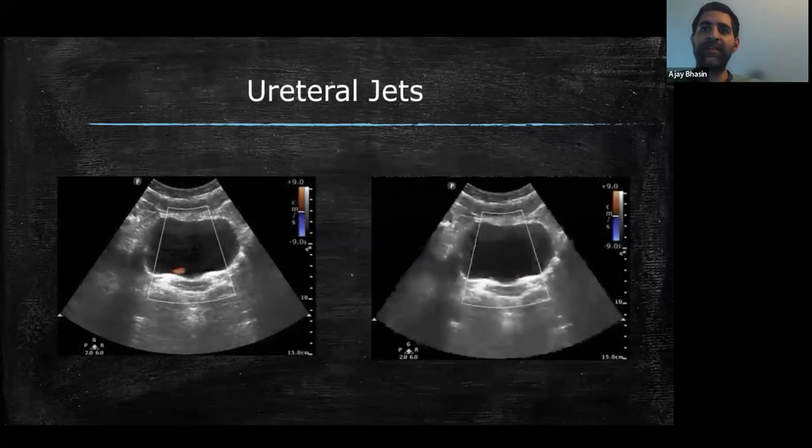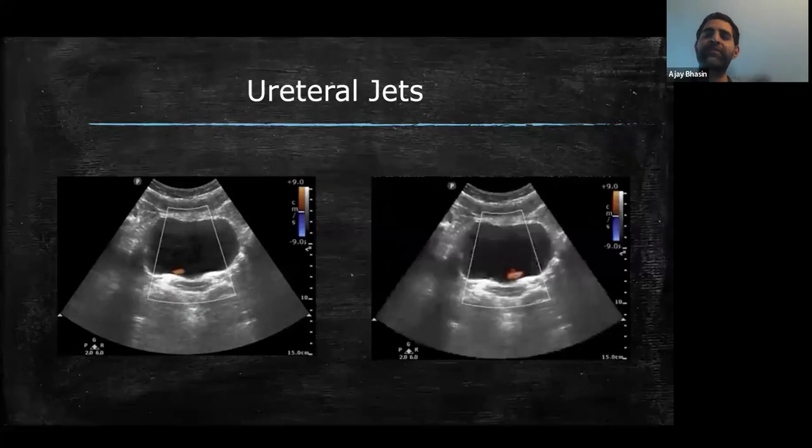And then next slide. And just briefly looking at urothelial jets, we don't do this very commonly, but if you ever need to, this is where they're located. So you want to put on color Doppler, looking at the posterior wall of the bladder, and you can see the urothelial jets entering on the right and left side of the image there.